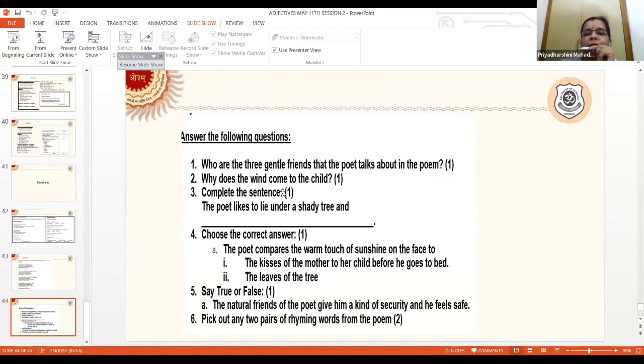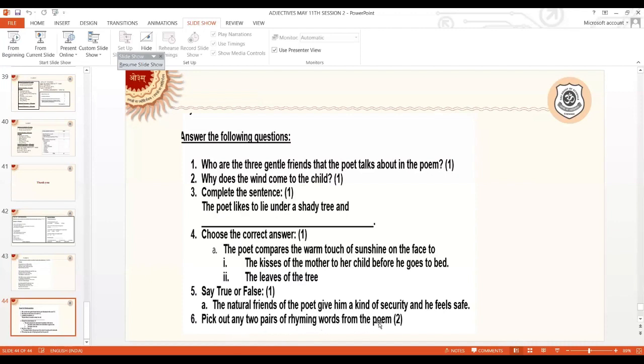So while teaching, you can teach all these terms. While testing also, you can test. For class 5 level, you can even test the poetic device also, if the children are familiar with it. Then say true or false. The natural friends of the poet give him a kind of security and he feels safe. True, ma'am. True, very good.